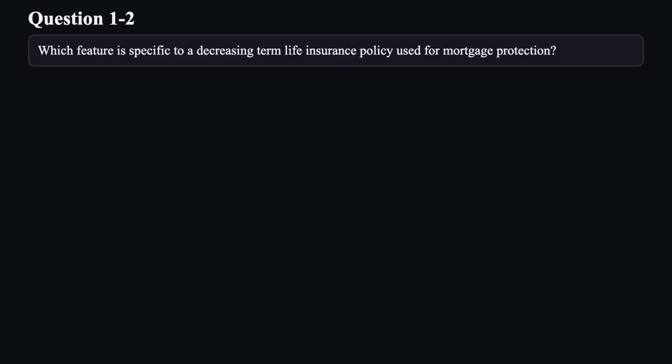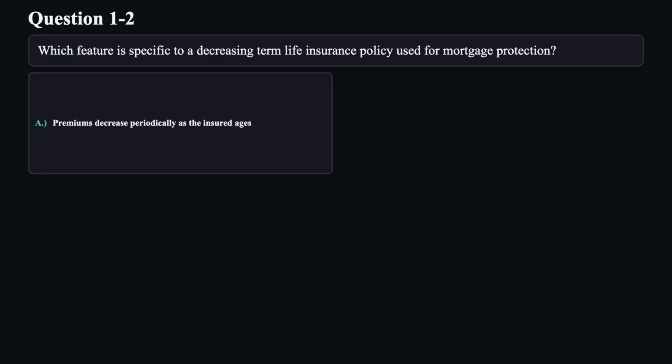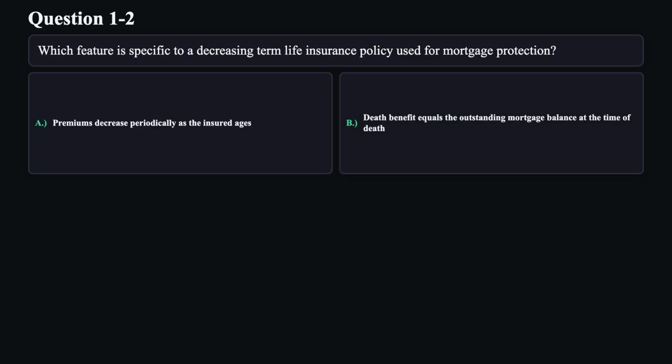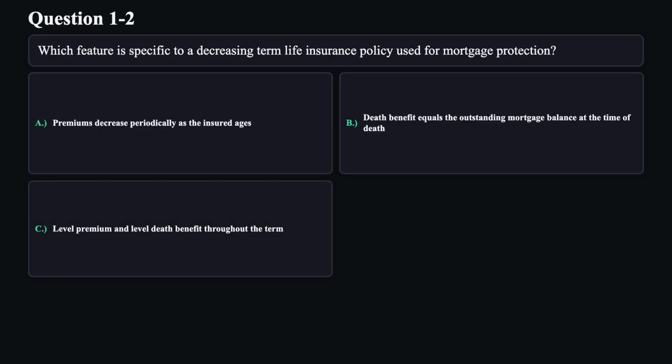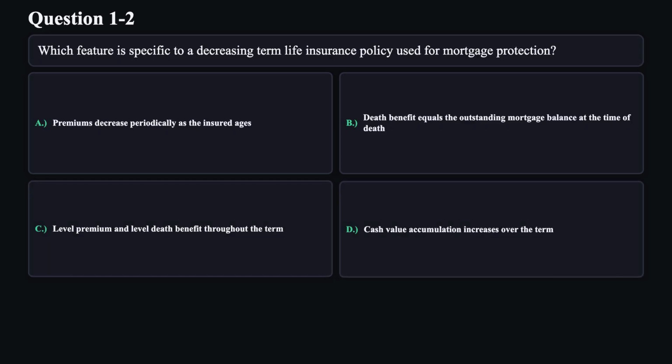Question 2. Which feature is specific to a decreasing term life insurance policy used for mortgage protection? A. Premiums decrease periodically as the insured ages. B. Death benefit equals the outstanding mortgage balance at the time of death. C. Level premium and level death benefit throughout the term. D. Cash value accumulation increases over the term.